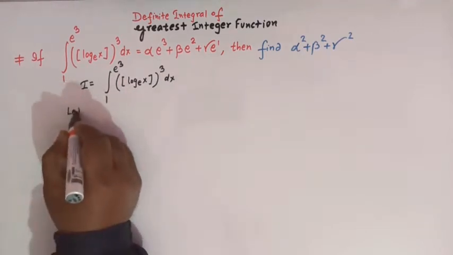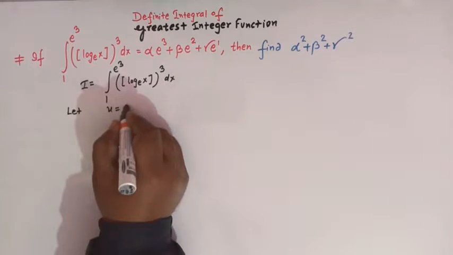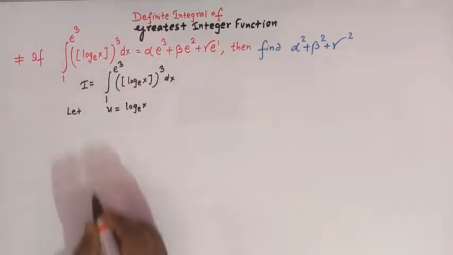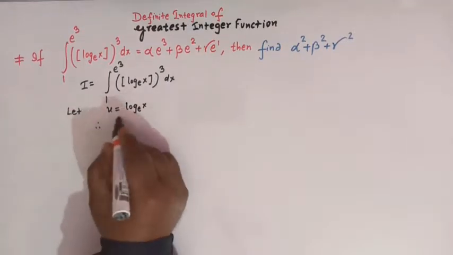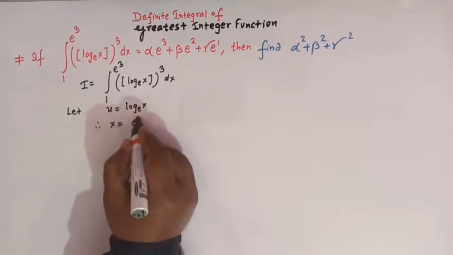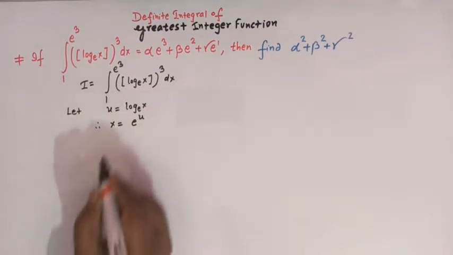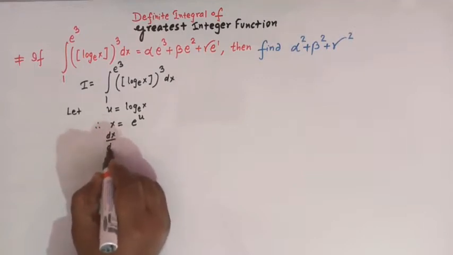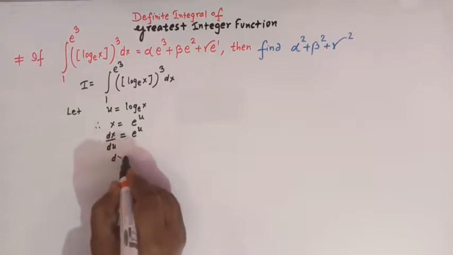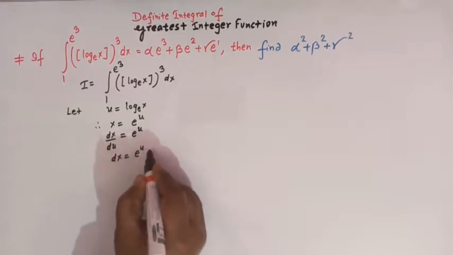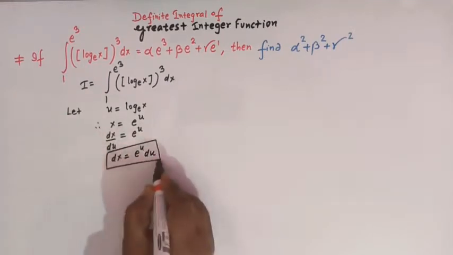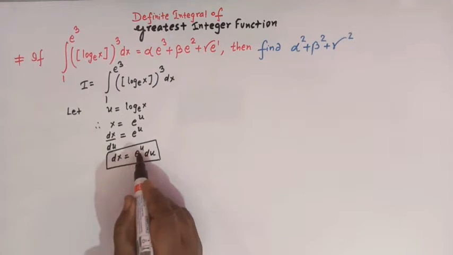Let us take u is equal to log x to the base e. Therefore when u is equal to log x, then x is obviously equal to e raised to u. And therefore dx over du is equal to e raised to u, and dx can be written as e raised to u du. So here we have the value of dx in terms of u.